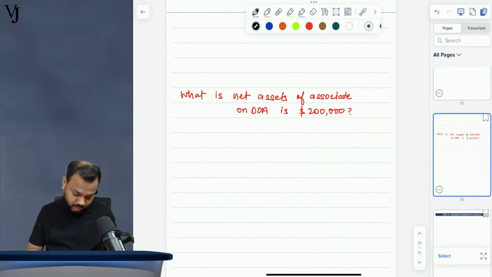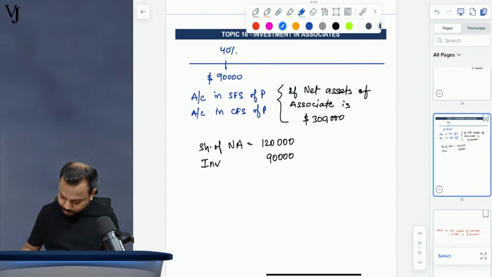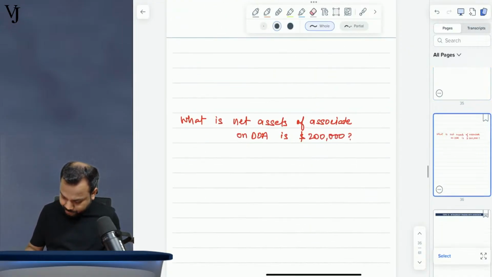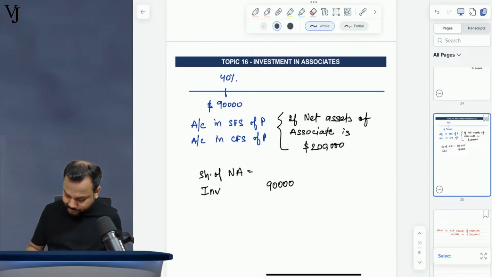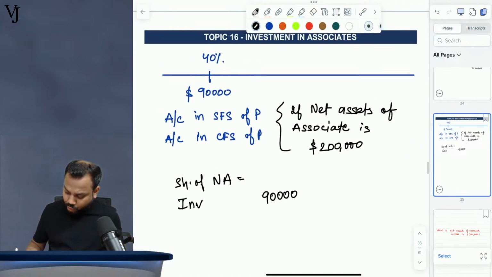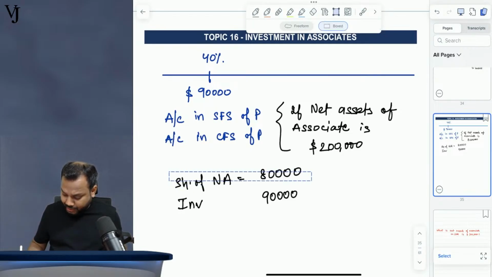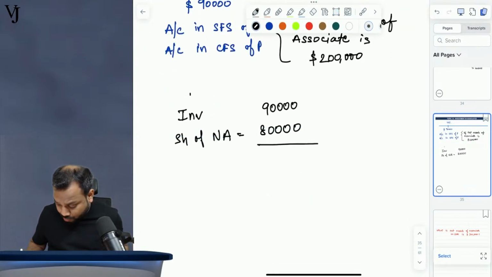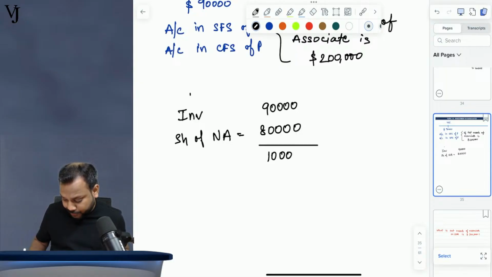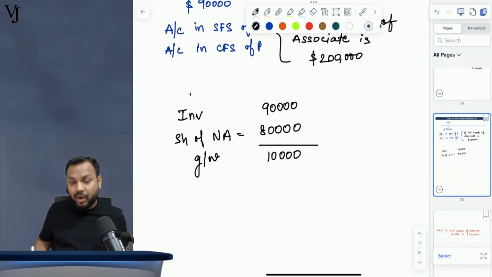Let's say the net assets are 200,000. So what is the share of net assets? 200,000 multiplied by 40% is 80,000. And you have made an investment of 90,000. So investment is more than the net assets, so there comes a goodwill of 10,000.